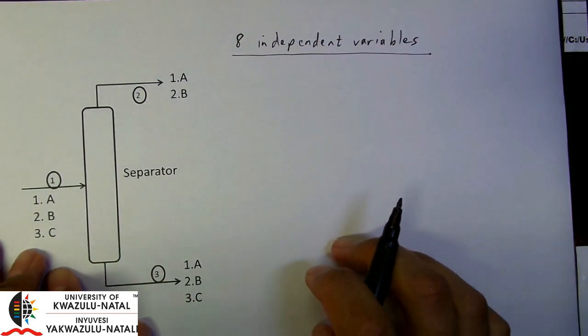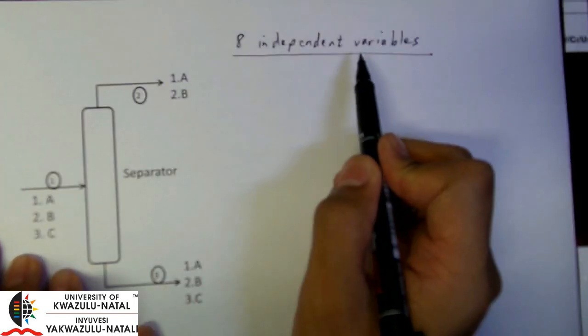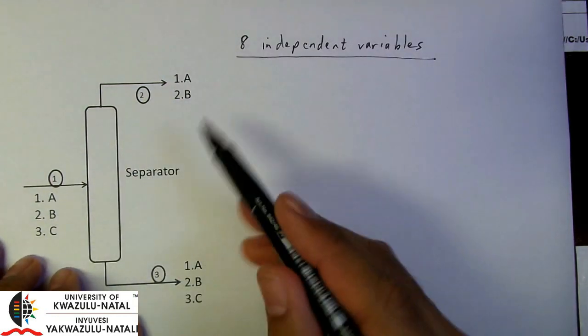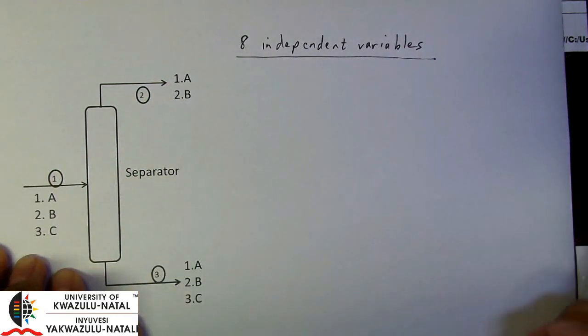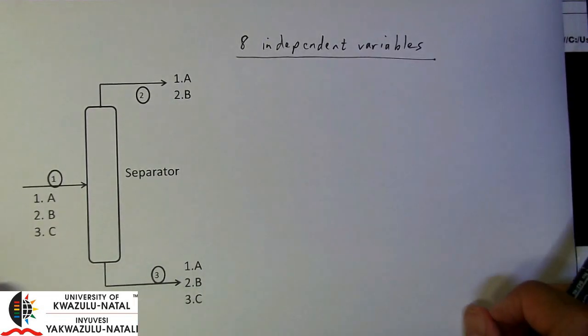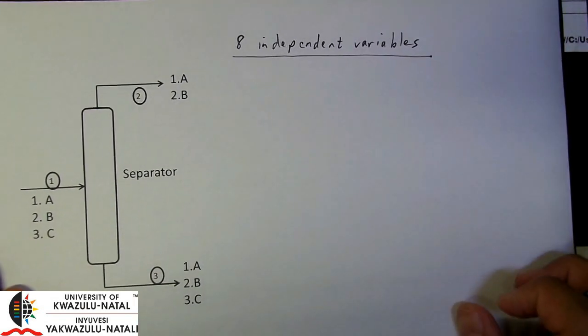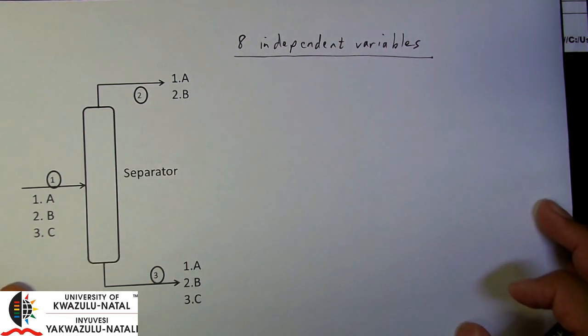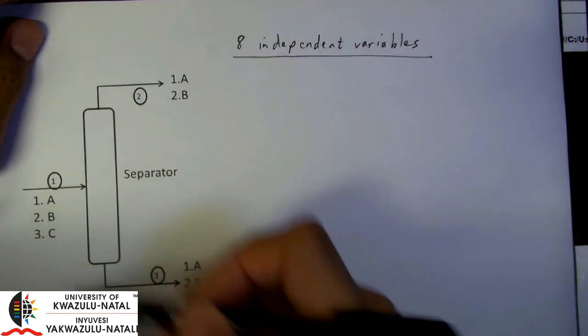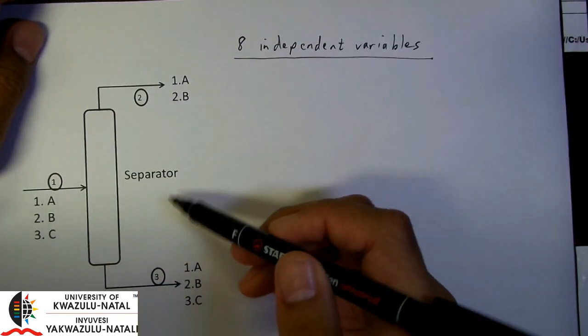And ultimately this means that if we have these 8 independent variables, then by calculation we can obtain all other variables, all dependent variables. Now let's get to the main stuff. Let's look at performing an actual mass balance or material balance over the separator.